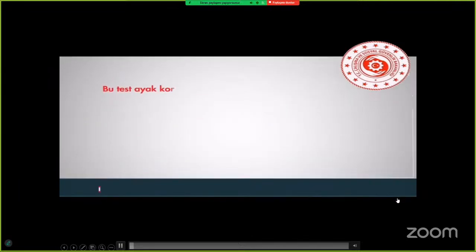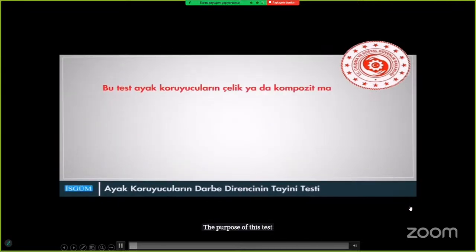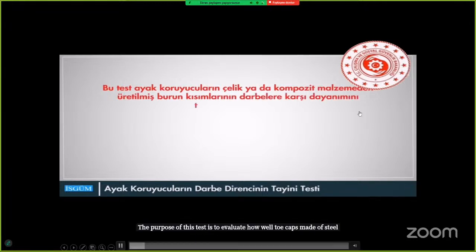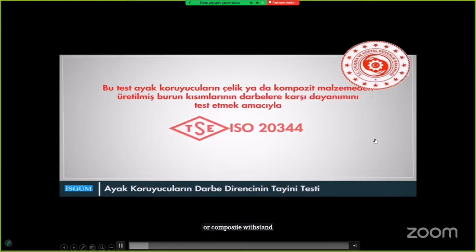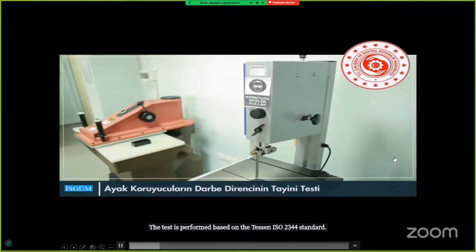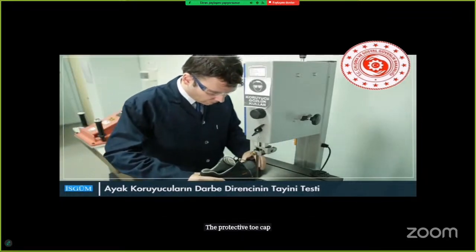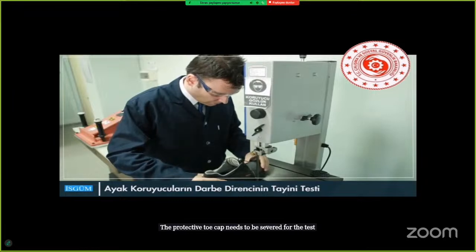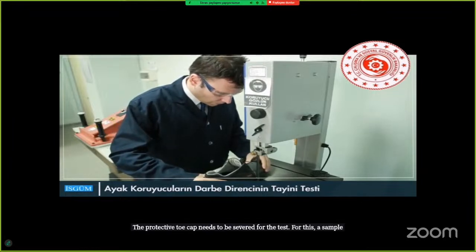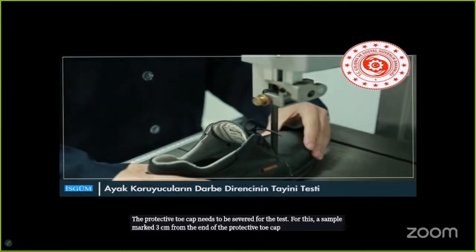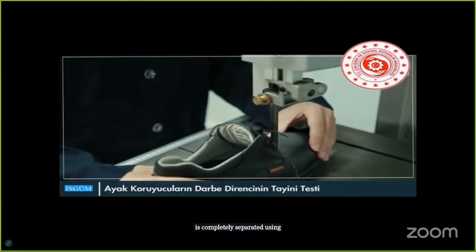The purpose of this test is to evaluate how well toe caps made of steel or composite withstand impacts. The test is performed based on the TS EN ISO 20344 standard. The protective toe cap needs to be severed for the test. For this, a sample marked 3 centimeters from the end of the protective toe cap is completely separated using strip tests.